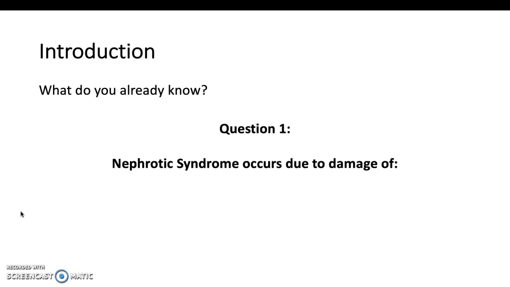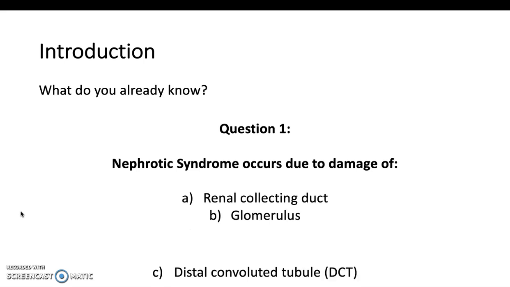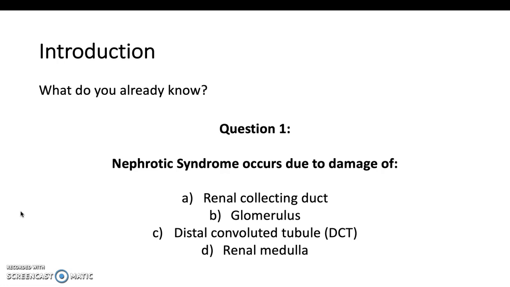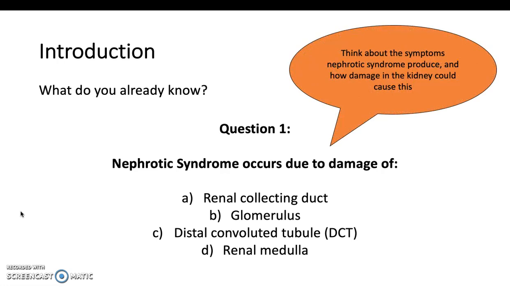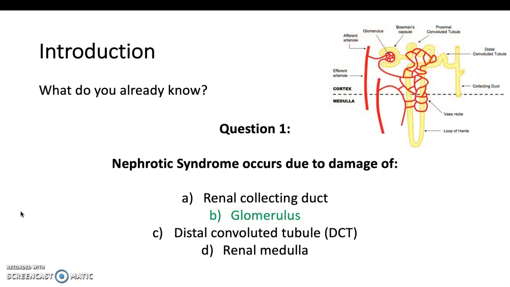Question 1. Nephrotic syndrome occurs due to damage of the renal collecting duct, glomerulus, distal convoluted tubule, or the renal medulla. If you think about the symptoms that nephrotic syndrome produces and how damage in each of these areas could cause it, which one is most likely? It's the glomerulus, and here's a little recap of the kidney nephron. As you can see, the glomerulus is here, so it's the filtration of the blood into the nephron.